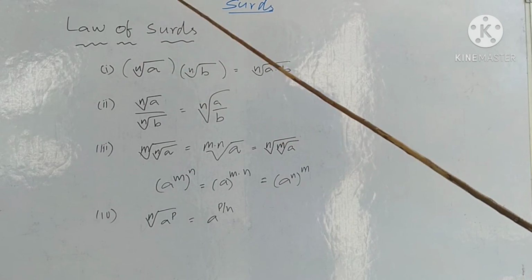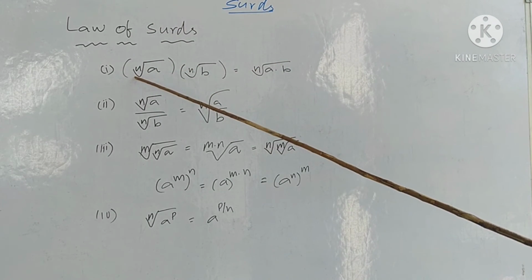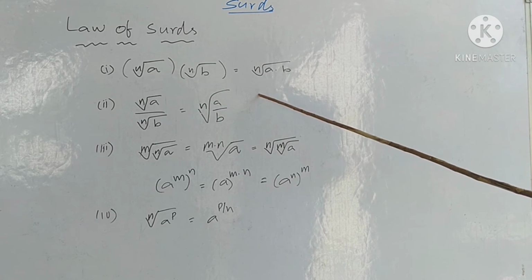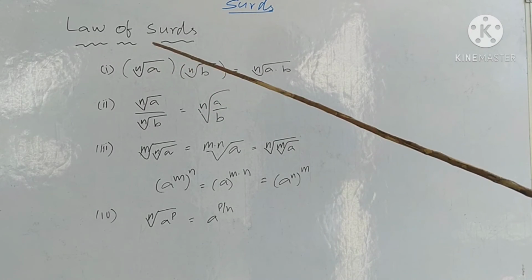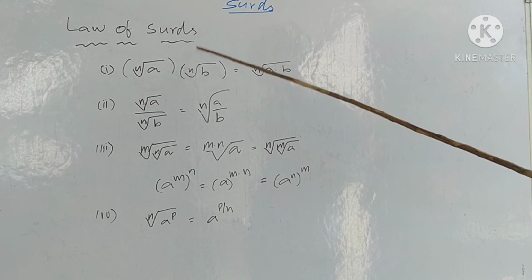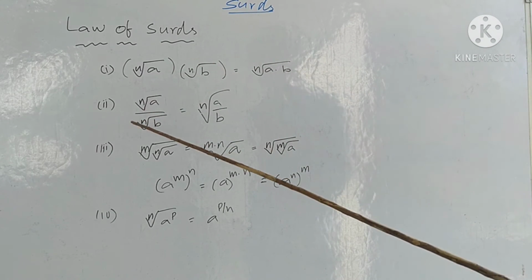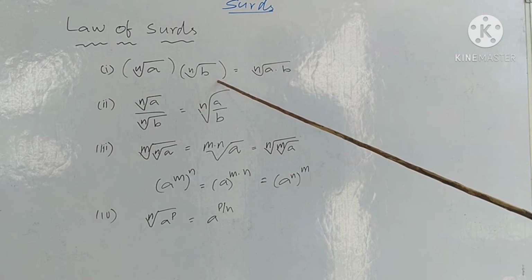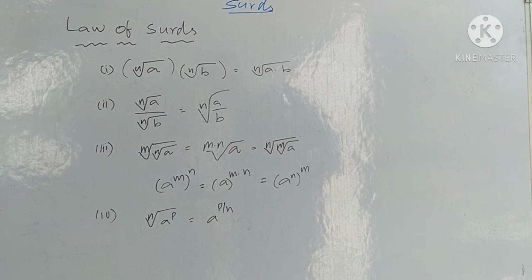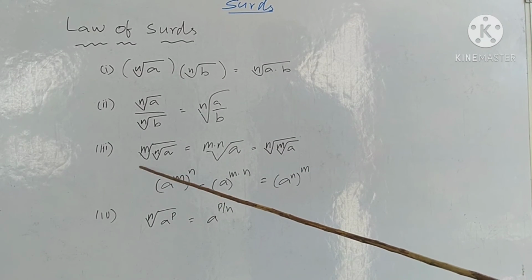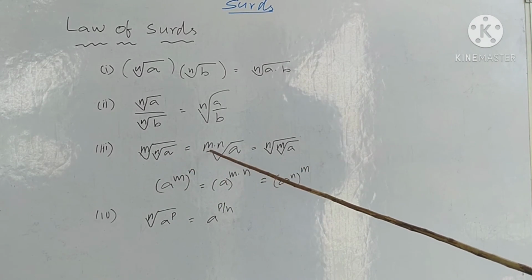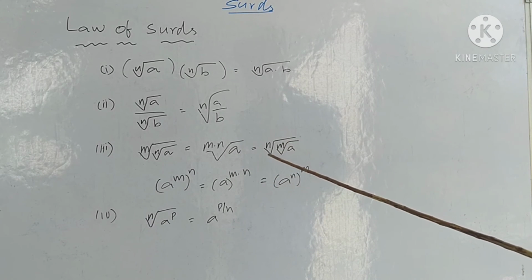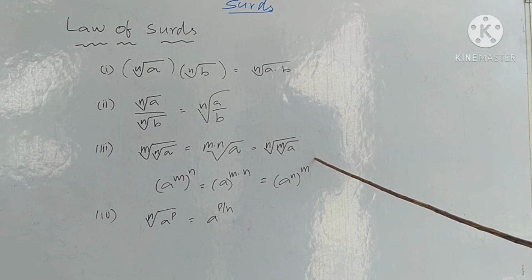These are the laws of surds. Here, first one: nth root of a into nth root of b is equal to nth root of a into b. This is not a product, this is nth root of a into b. Second one: nth root of a by nth root of b is equal to nth root of a by b. This is the third one: m-th root of nth root of a is equal to mn-th root of a.